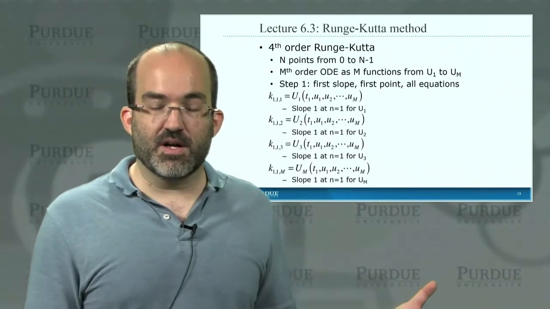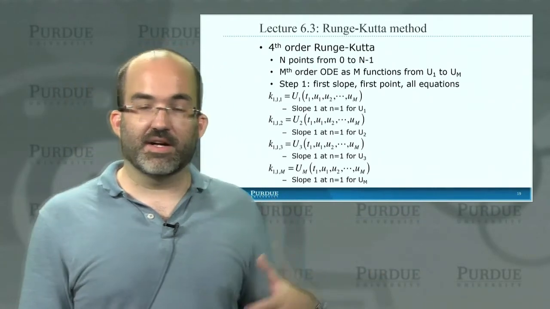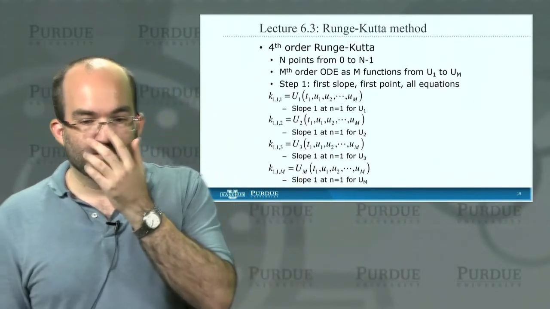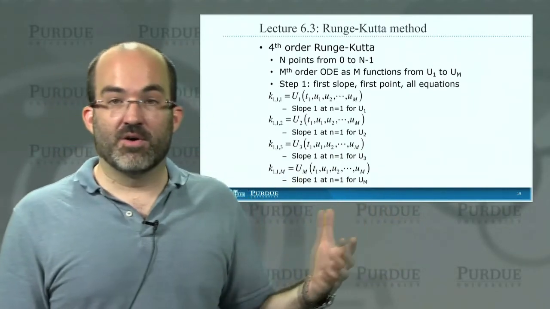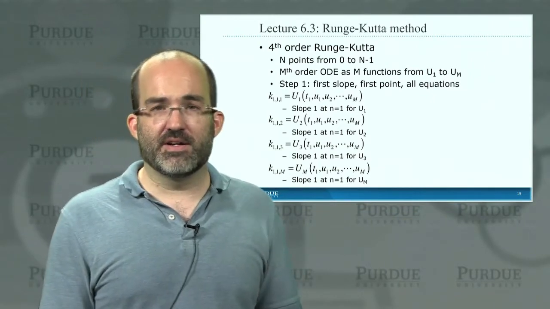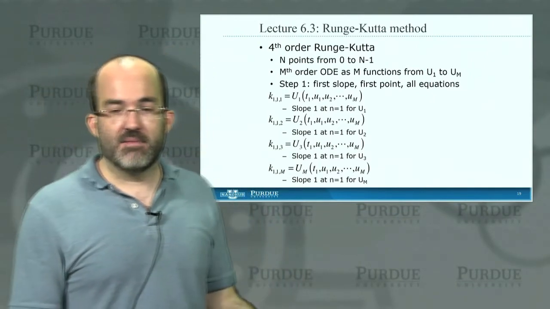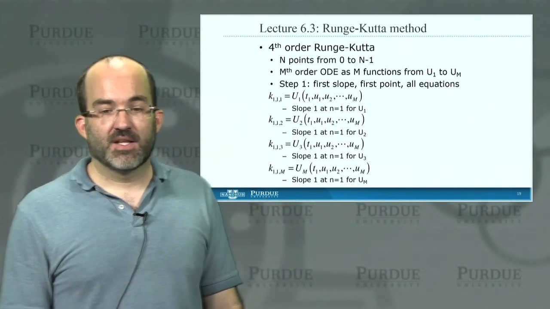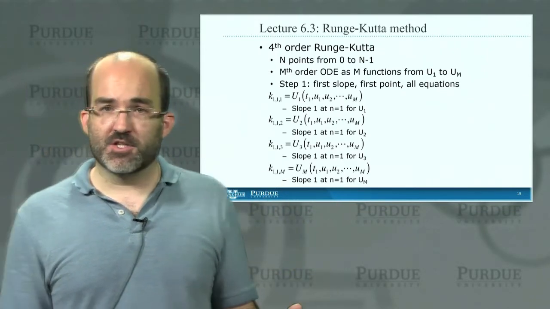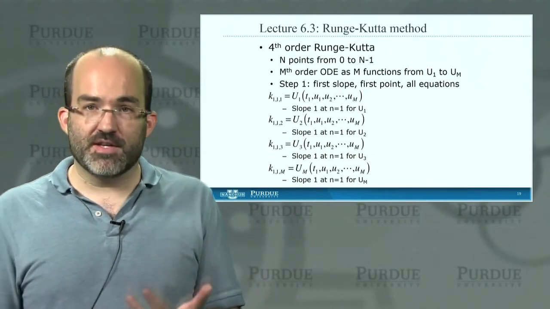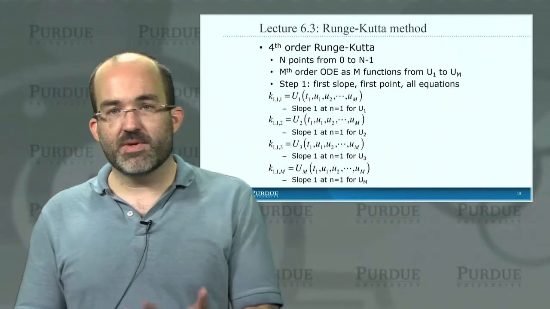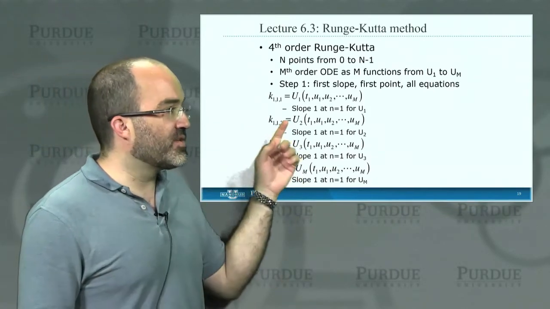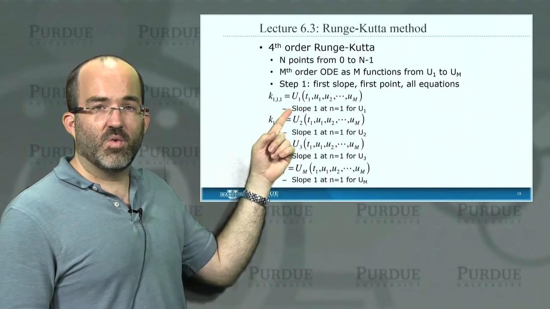So with the fourth order Runge-Kutta method, where we're trying to solve for capital N, N as in Nancy, points from 0 to capital N minus 1, we're trying to solve an mth order, m as in Mary, ordinary differential equation as m functions from u1 to um. The first step is to calculate the first slope, k1, for all of the equations, u1, u2, u3, all the way through capital U m. So the first slope is going to be k 1, 1, 1.